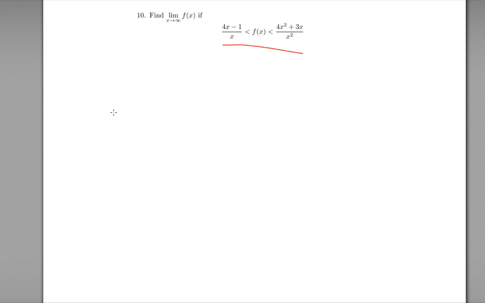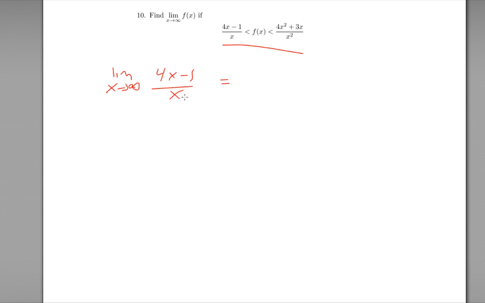However, it's not really clear how to do this, because we have 4x minus 1 over x. The limit as x goes to infinity of the top is infinity, the bottom is infinity. Same on the right hand side, infinity over infinity. You might be inclined to use L'Hopital's rule, but again here we can avoid it by just realizing this actually simplifies. So for example, the limit as x goes to infinity of the smaller function, 4x minus 1 over x. Again, lots of people out there would be inclined to use L'Hopital's rule.